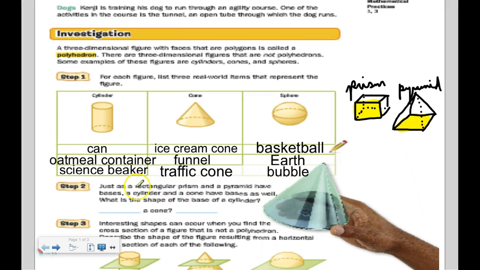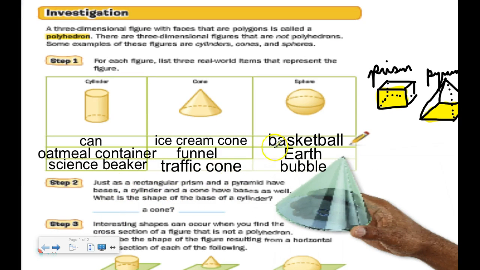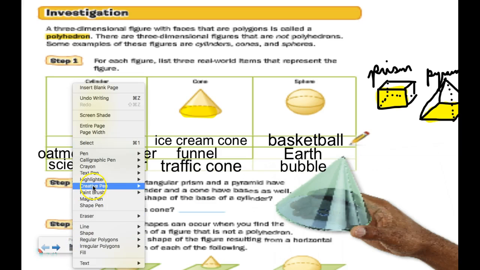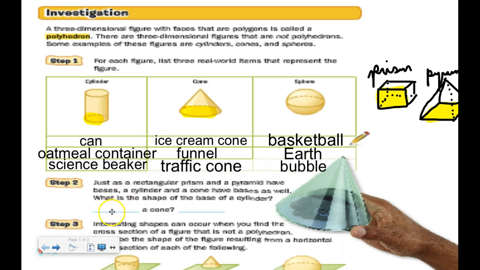Okay, so just as a rectangular prism and pyramid have bases, in this case rectangles, cones and cylinders have bases as well. So if you consider this base right here and this base right there, what do they look like? They look like circles. Exactly. So the base of a cylinder is a circle, and the base of a cone is a circle. Good information to have, because you can do a lot of things based on that knowledge moving forward. Okay, so they're both circles.